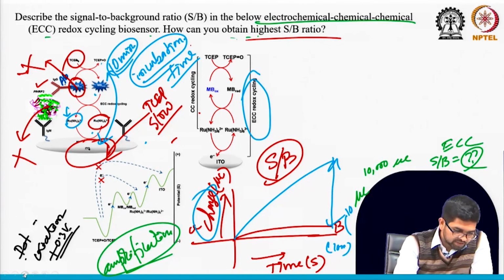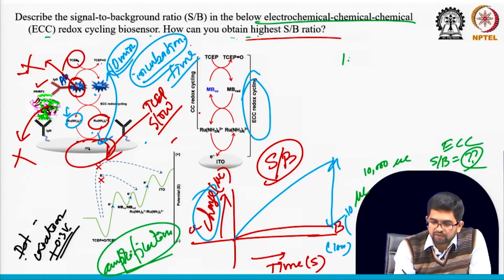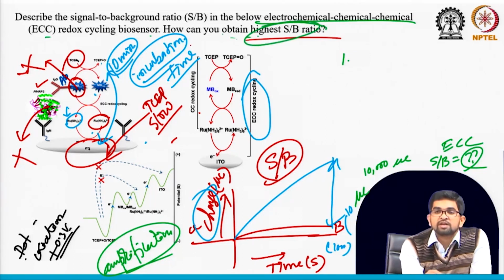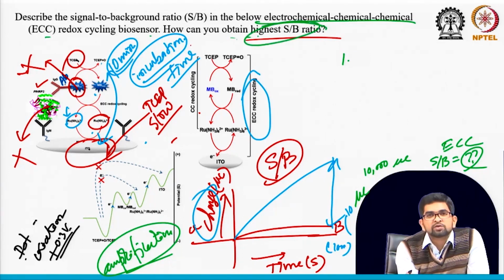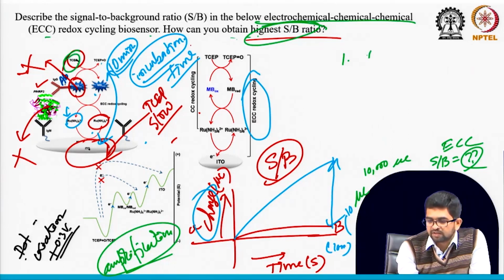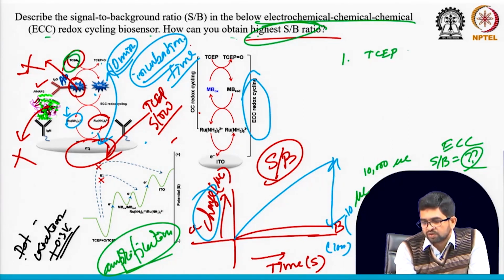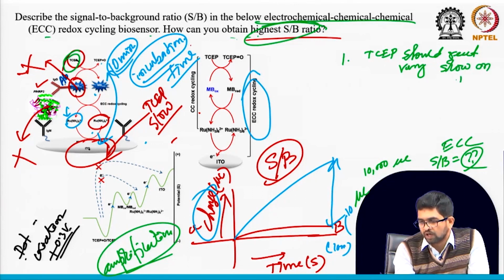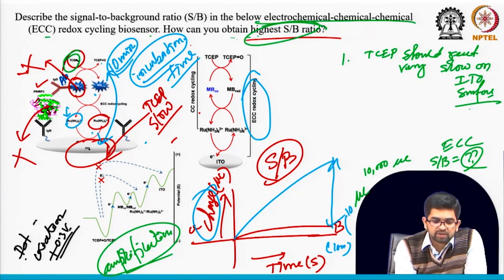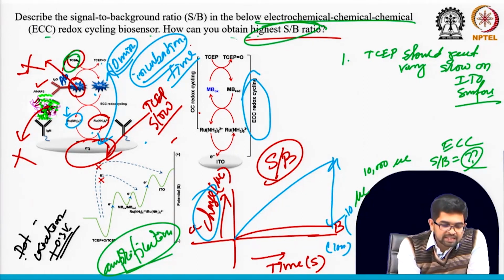I will prefer that we answer it point by point. First, to get the highest signal to background ratio, your background should be very low. So your T shape should react very slowly on the ITO surface, right? This is one point, because if T shape reacts very slowly on the surface, then you will get a low background current.